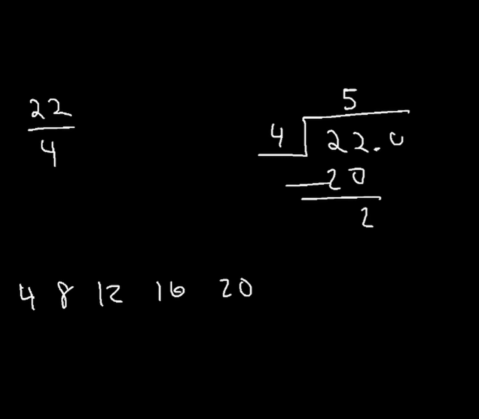We're going to add a decimal point, and then bring down a 0. Now, 4 goes into 20 5 times, so we get another 5. And when we subtract these numbers, the remainder is 0. So this is equal to 5.5.